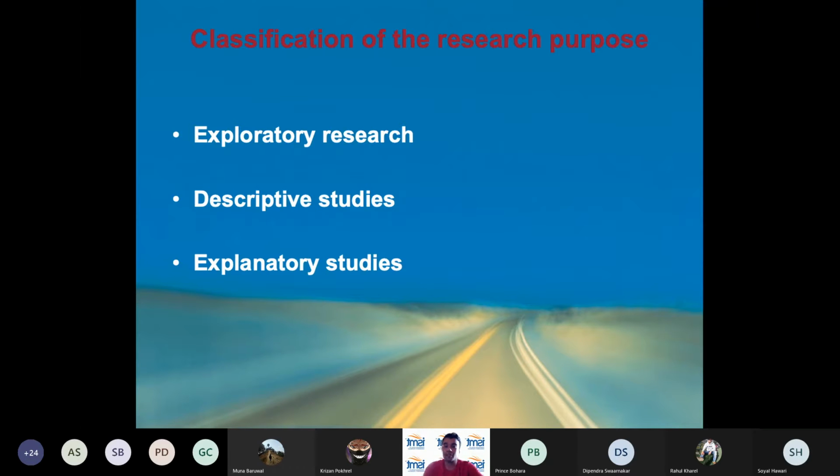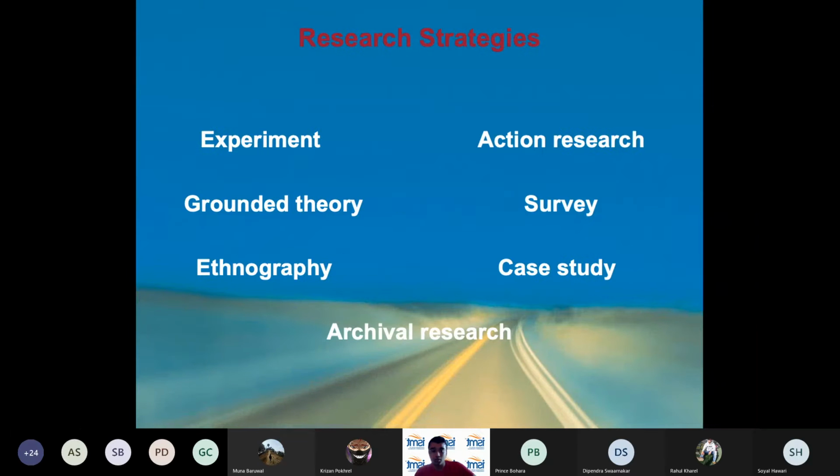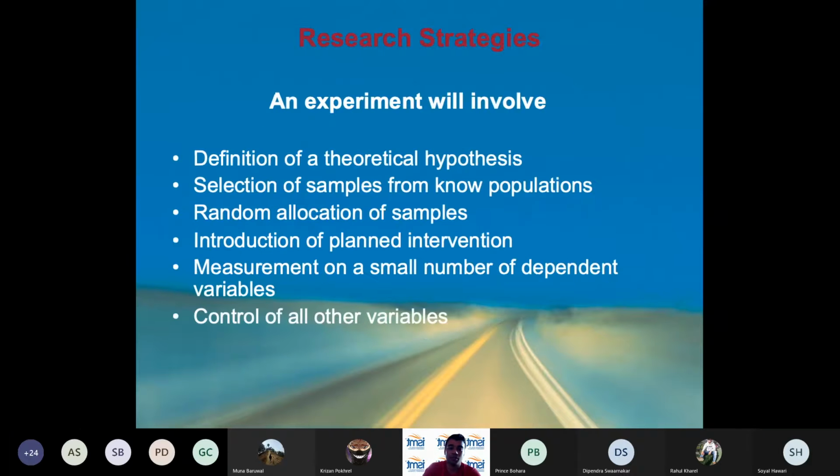So these are the natures of your research purpose, and based on your research purpose, you are going to choose the research strategy. Basically, the research strategies are experiment, action research, grounded theory, ethnography, survey, case study, and archival research. Moving on to experiment: this is the testing of the theoretical hypothesis that we discussed under the deductive approach. Basically, the testing of that statement is done using the experiment strategy, because it is mostly favorable.